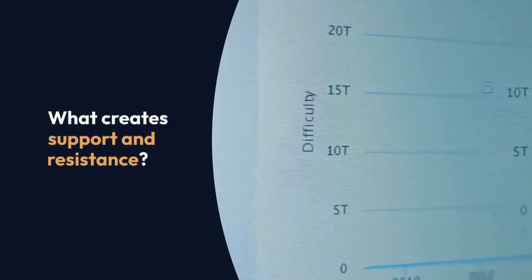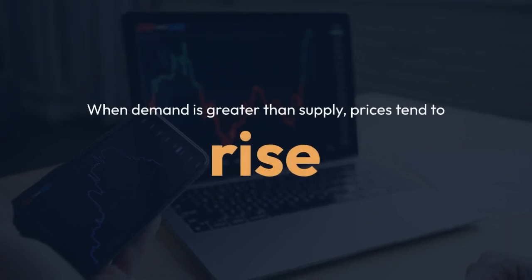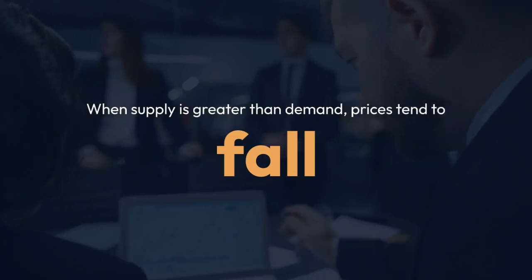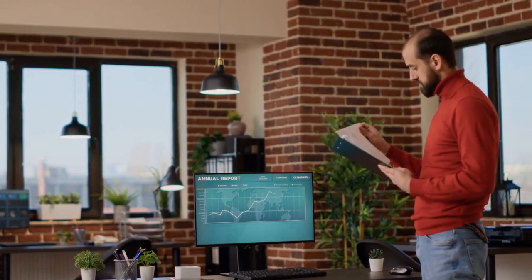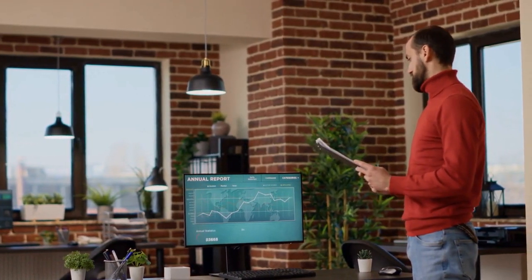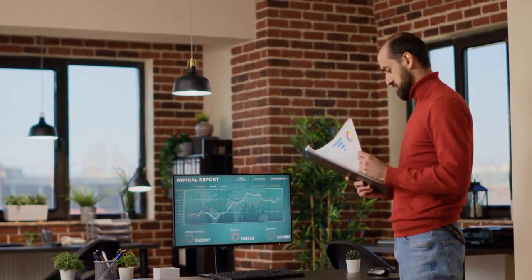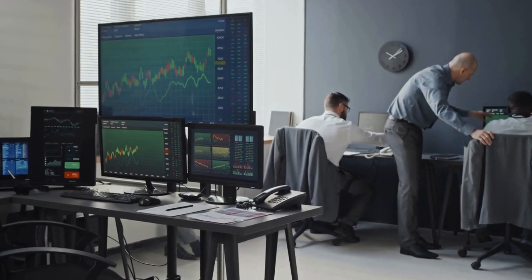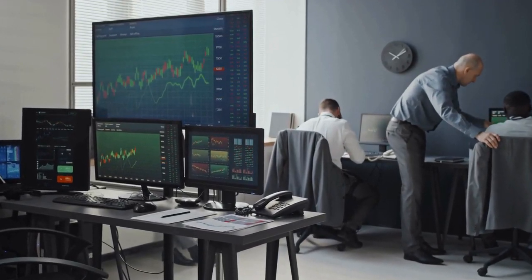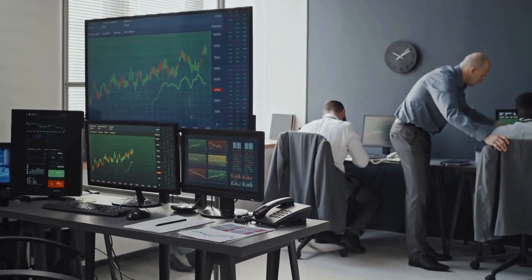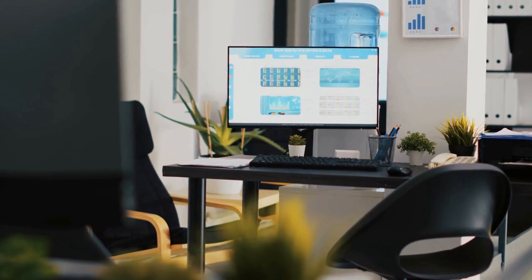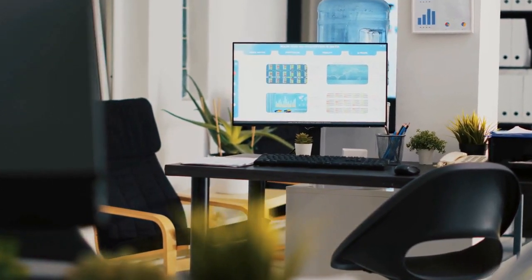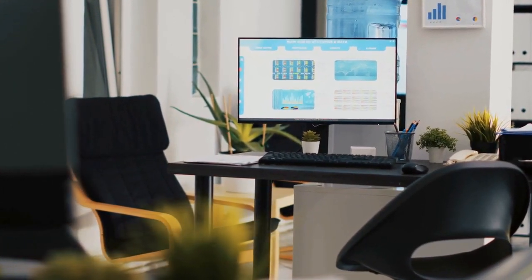What creates support and resistance? When demand is greater than supply, prices tend to rise. When supply is greater than demand, prices tend to fall. When there are more buyers than sellers, or when buyers are more aggressive, prices get bid up, as in an auction. Conversely, when there are more sellers than buyers, or when sellers are more aggressive, prices tend to get offered down. But why might certain price levels, like support and resistance levels, attract an overwhelming level of buyers or sellers?